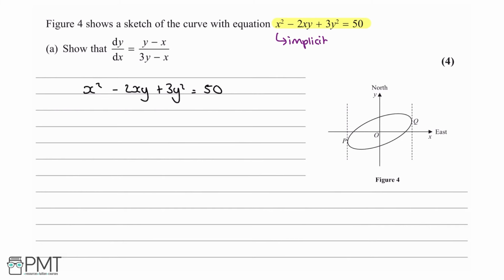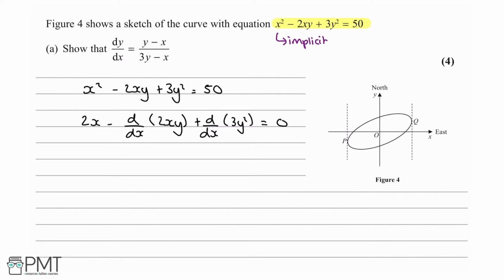What I'm going to do to start off with is only differentiate terms with just x with respect to x. So what that means is we will end up with 2x minus d by dx of 2xy plus d by dx of 3y squared, which equals, and then the derivative of 50 with respect to x is going to be 0. So all I've done is differentiated terms with just an x in them with respect to x.